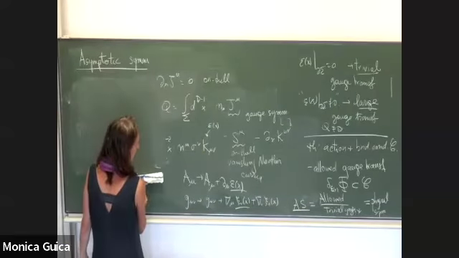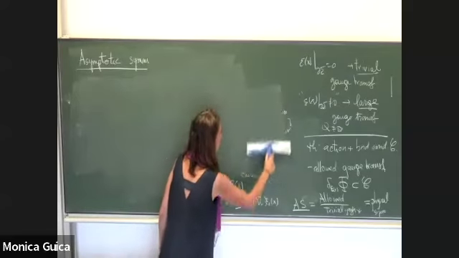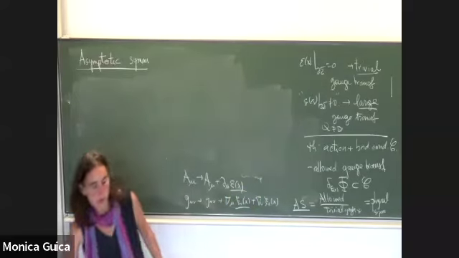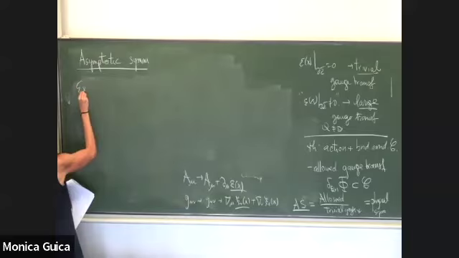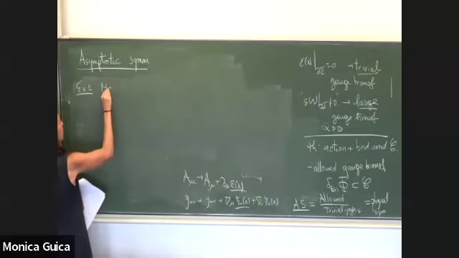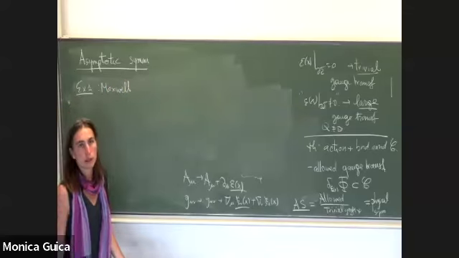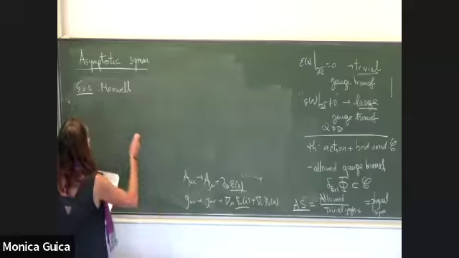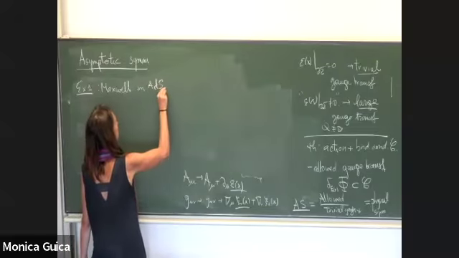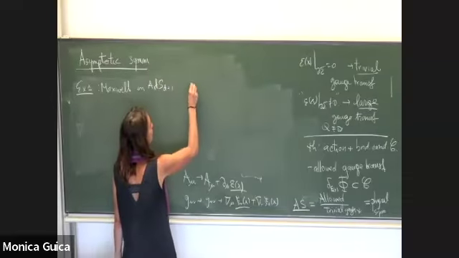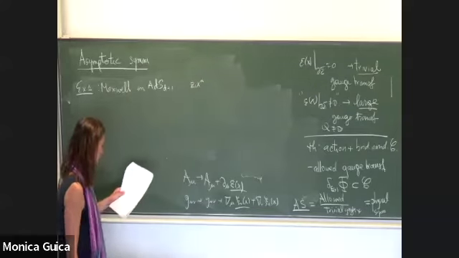So now let me give an example. Let me give the example of Maxwell in AdS. So example 1, Maxwell. So the Lagrangian is F mu nu squared, Maxwell in AdS_{d+1}. I'm going to work in Poincare coordinates, which are z and x mu. The x mu are parallel to the boundary.